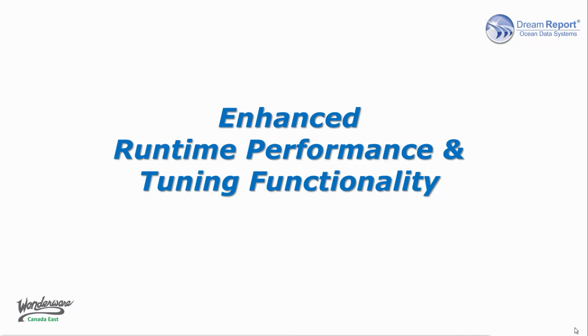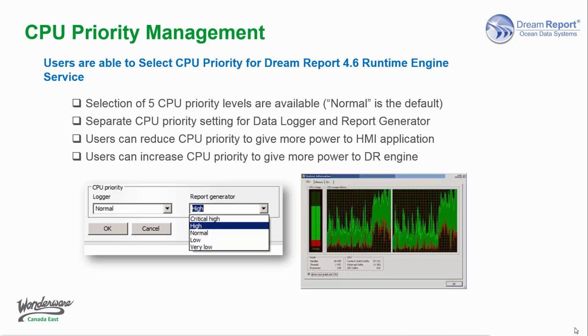If Dream Report is running on a PC or server that's running other applications such as HMI software or a historian, it might be necessary to tune the software to better share or give priority to processes running on that machine. Dream Report now provides 5 levels of CPU priority and can be assigned separately for the Dream Report data locker and the report generator.